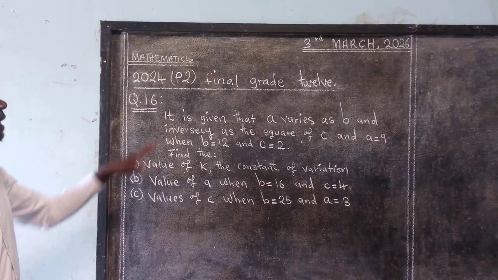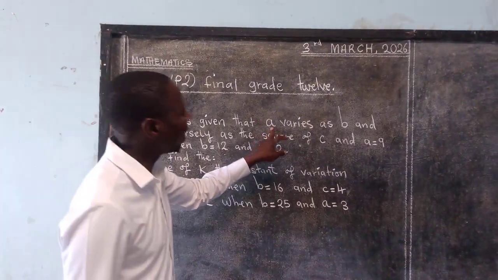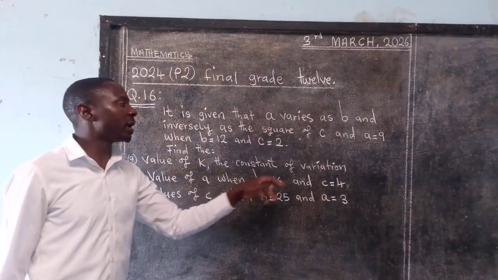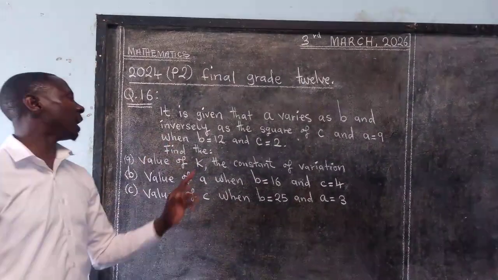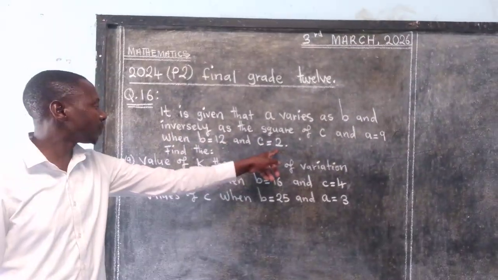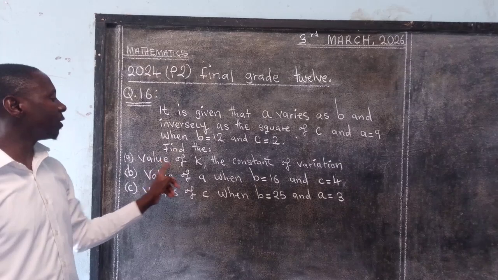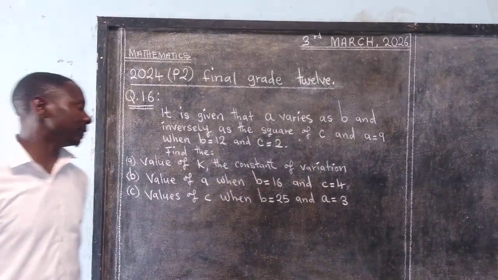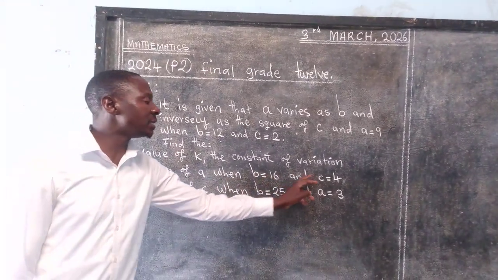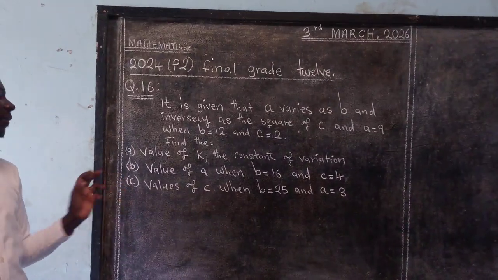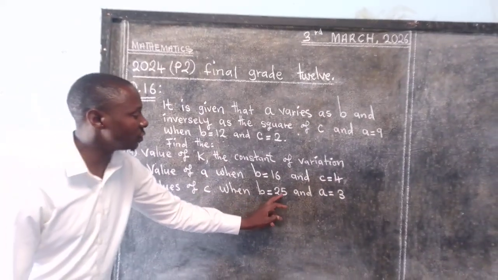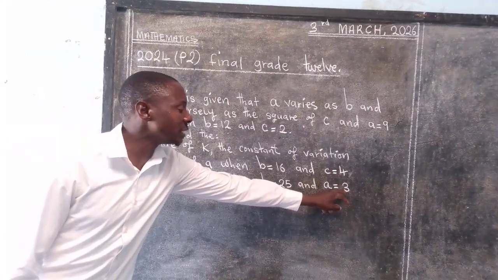The question reads, it is given that A varies as B and inversely as the square of C, and A is equals to 9 when B is equals to 12 and C is equals to 2. Find the value of K, the constant of variation. Find the value of A when B is equals to 16 and C is equals to 4. Question C reads, find the values of C when B is equals to 12 and A is equals to 3.